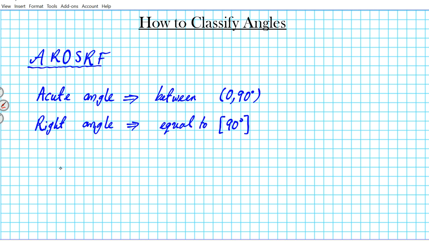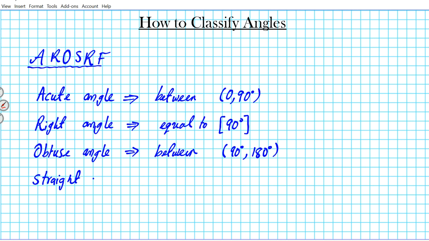After that, we have O in AROSRF. O stands for obtuse angle. How do you know that an angle is obtuse? Well, if it is between 90 degrees and 180 degrees. If you graph this in standard position, it's going to be in quadrant number 2. And then we have the S, which stands for straight angle.